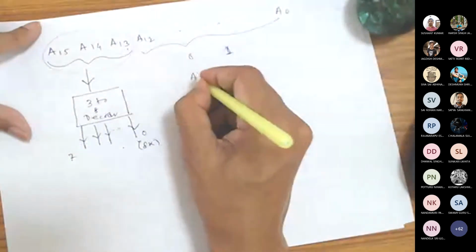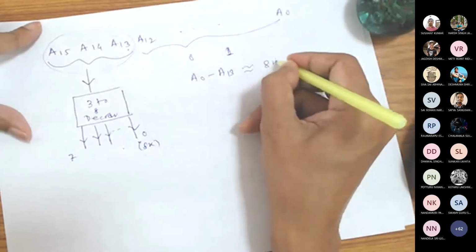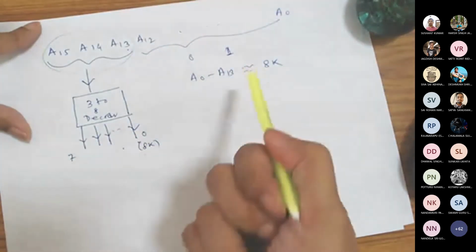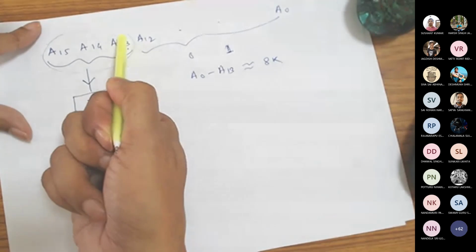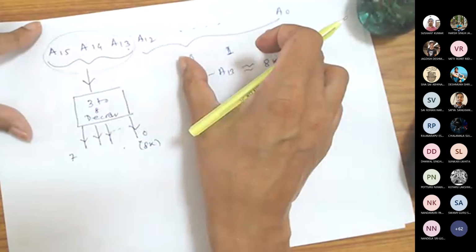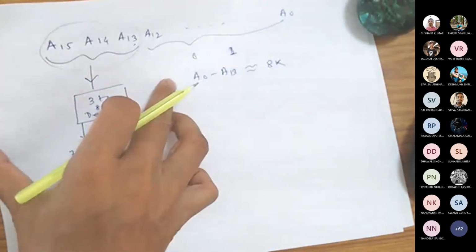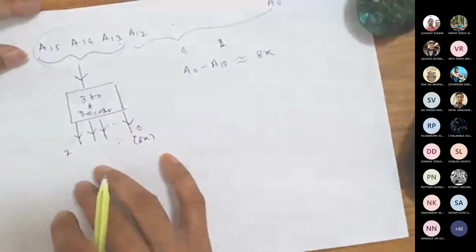So A0 to A13 is nothing but 8K. Now which 8K you can select is based on the higher order bits. That is what we are talking about, decoding. So every line corresponds to one 8K. So now the first chip is basically for 32K.